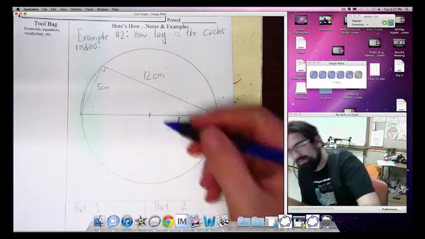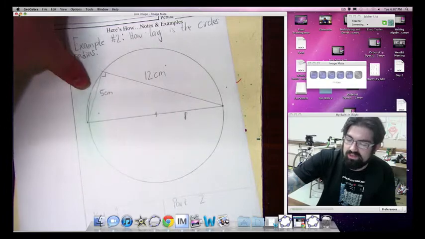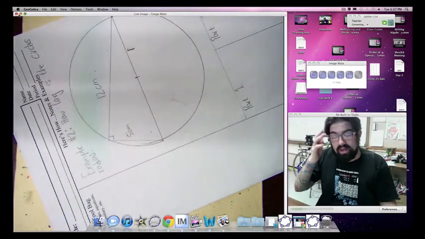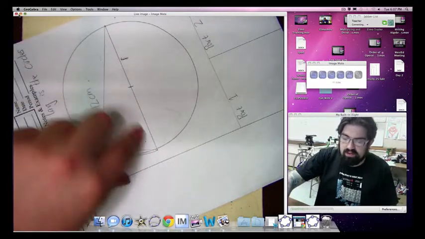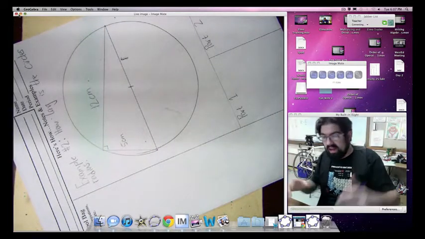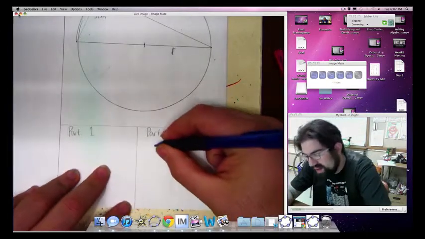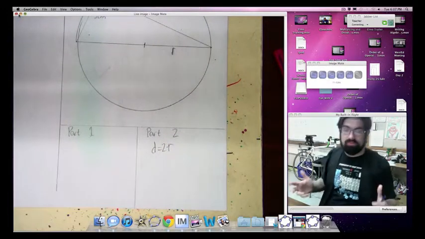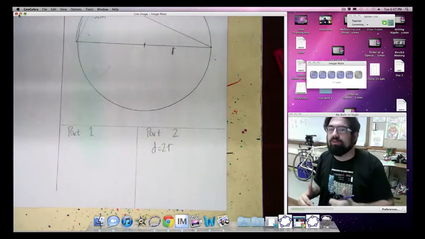So let's see. I need to find out the radius. Well, if I rotate this around, that's a right triangle, and oh, that's right, Mr. V just said that this must be the diameter. The diameter is equal to, and so let's go to our part 2. I know the diameter is equal to 2 times the radius. So all I have to find is the diameter, and then I can solve for the radius.